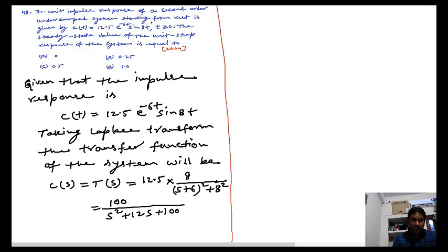Now it is given that the question is asking about the steady state value of the unit step response of the system. So it is asking about a steady state value of the unit step response. If we give the unit input, then the response obtained is called a unit step response.